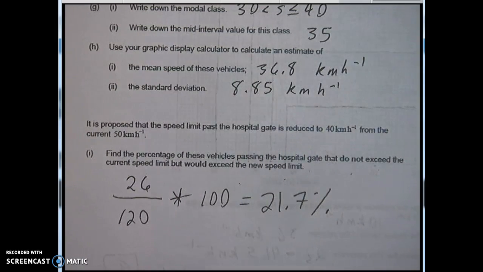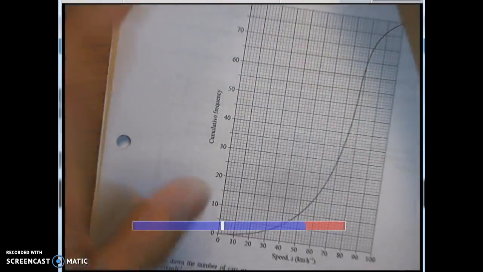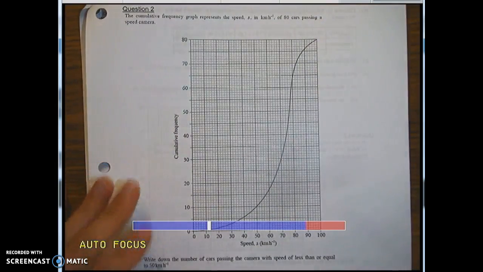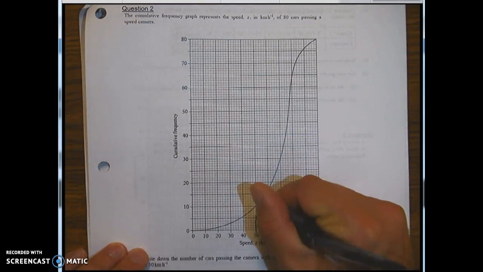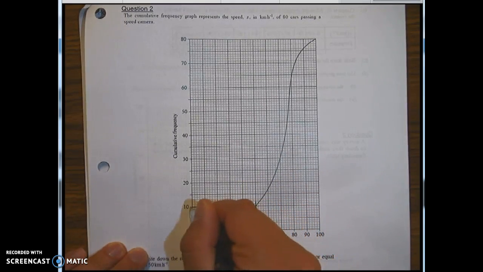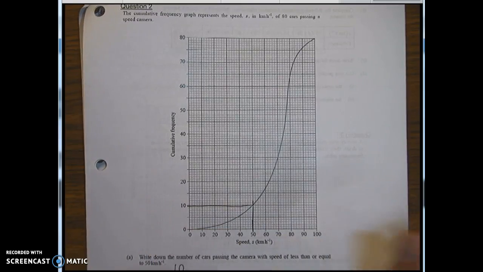So that's a paper 2 question. I want to show you a paper 1 question, and then we'll be done with this video. So I'm going to go on to the next one. It's another cumulative frequency graph. This one says the cumulative frequency graph represents the speed, in kilometers per hour, of 80 cars passing a speed camera. Write down the number of cars passing the camera with a speed of less than or equal to 50 kilometers per hour. So I'm going to 50 here. I'm going straight across. There's exactly 10 of those cars, so the answer to part A must be 10.